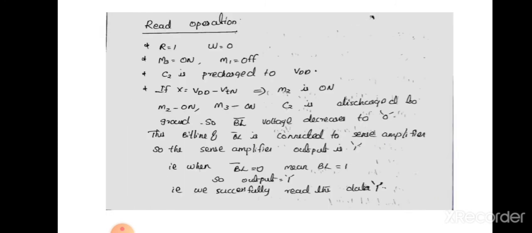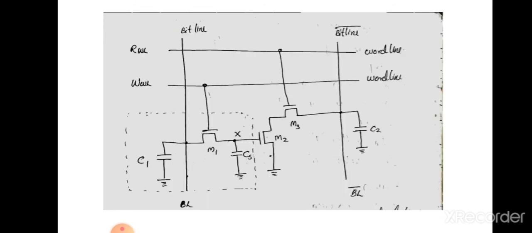So bitline bar voltage decreases to 0, and this bitline and bitline bar are connected to the sense amplifier. So the sense amplifier output is equal to 1. Whenever this voltage is VDD, because C2 is precharged to the voltage VDD, that VDD voltage will be discharged through this path.